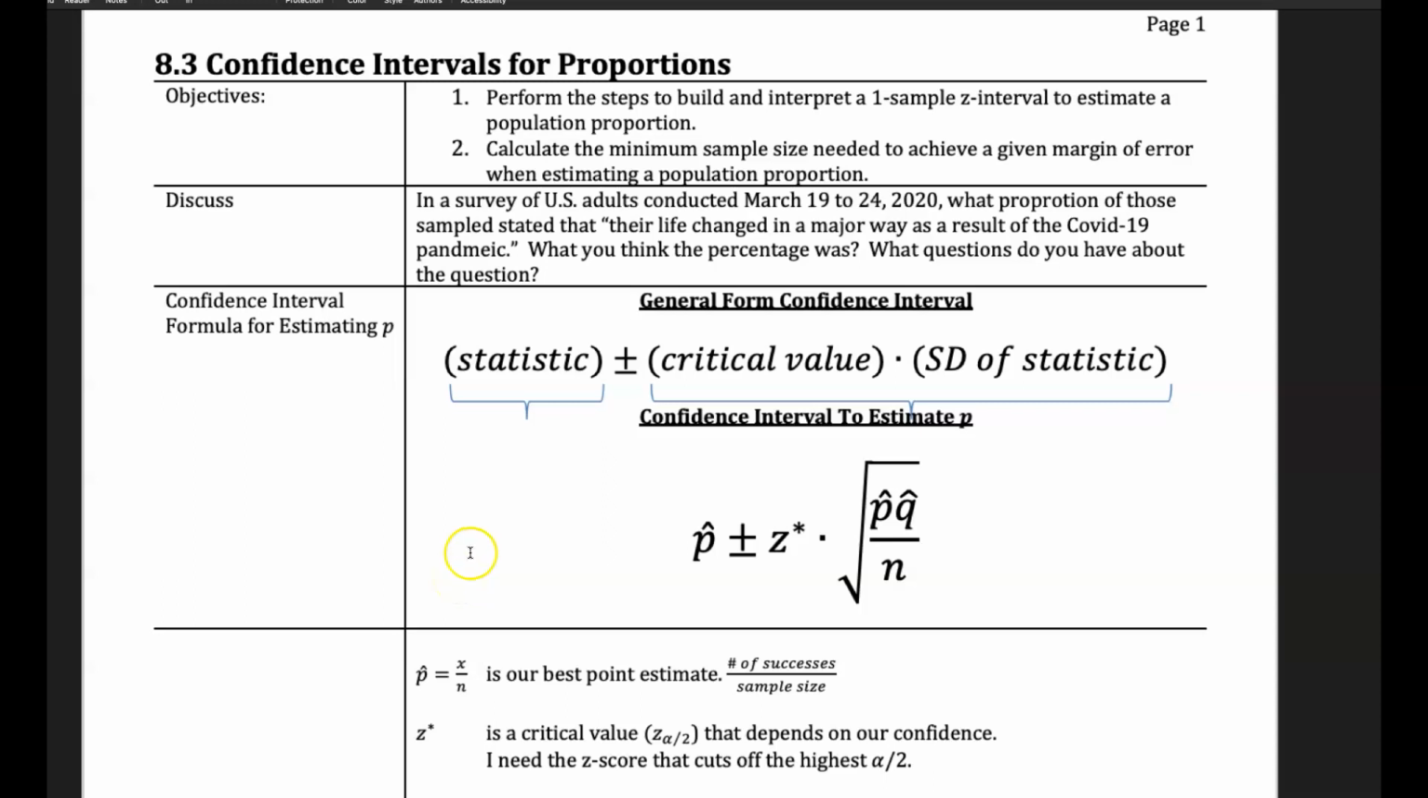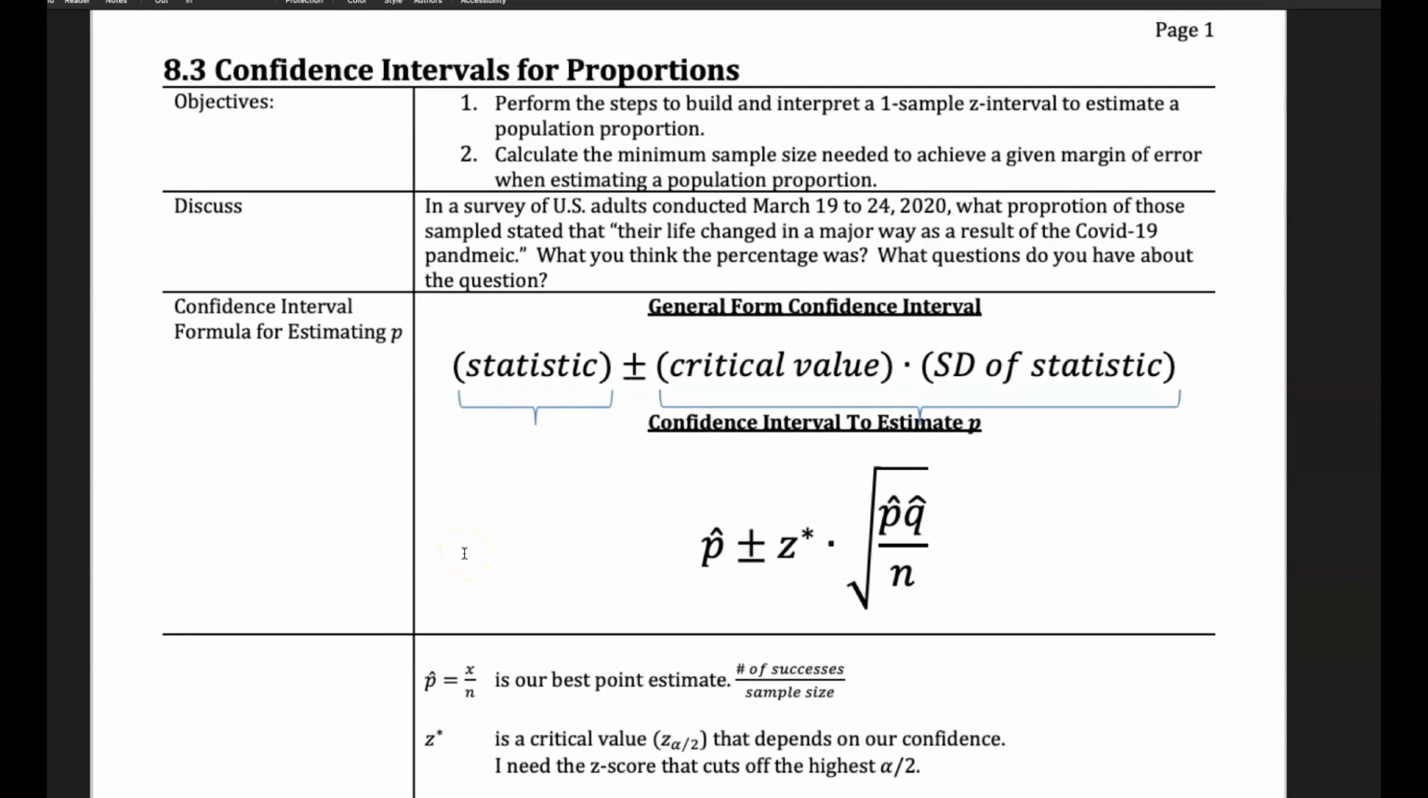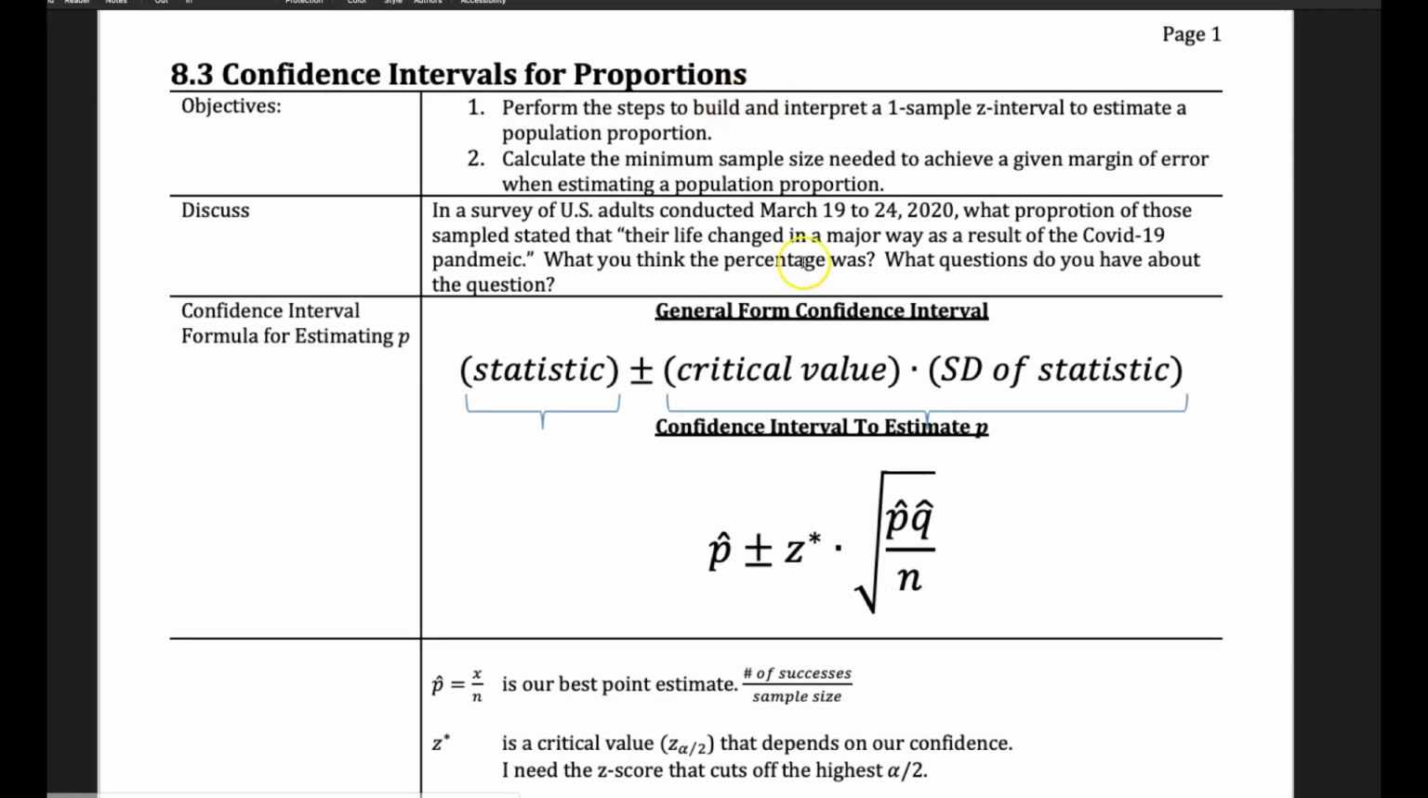For 8.3, we're going to start to look at confidence intervals for proportions. This is similar to what we did with confidence intervals for means, but here we're looking at the proportion of a population versus the average or mean of a population. So we want to estimate, for example, a question like this discussion question.